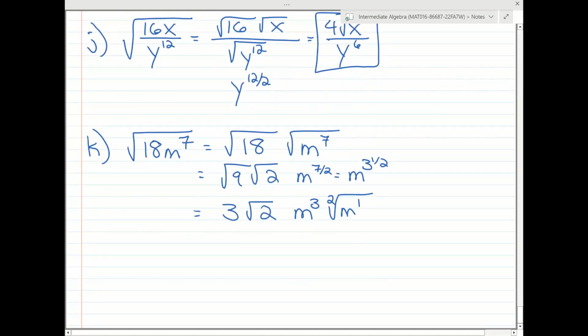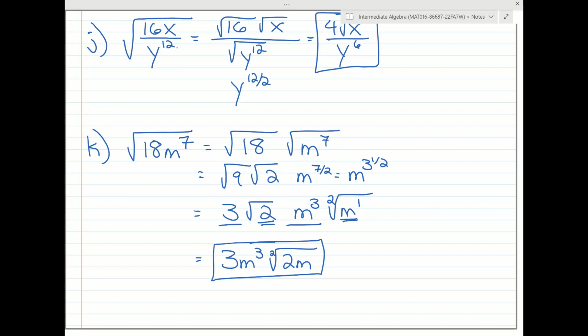The way you would write your final answer is we write everything on the outside. So this would be 3m to the 3rd. Then you write everything on the inside, so square root of 2m. And like we talked about, you don't need to put a 2 here. You can if you want, but if you don't write it, it's automatically a 2.